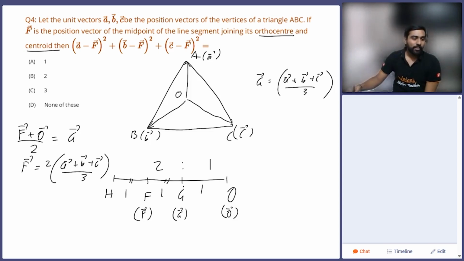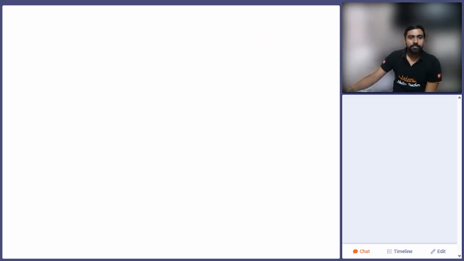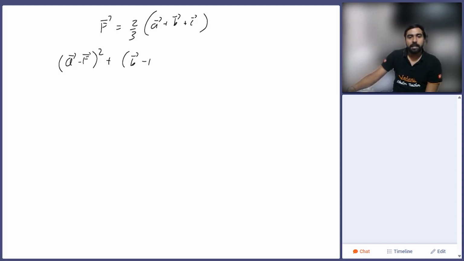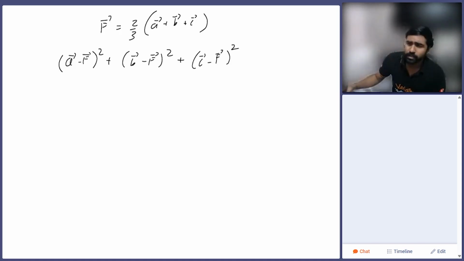Okay, so now we have got the F vector. Now let's look at the question. We have got the F vector as 2 by 3 times (A plus B plus C). Now what we have to find is the magnitude of A minus F, squared, plus B minus F, squared, plus C minus F, squared. Basically, it is going to be the magnitude square format itself over here.